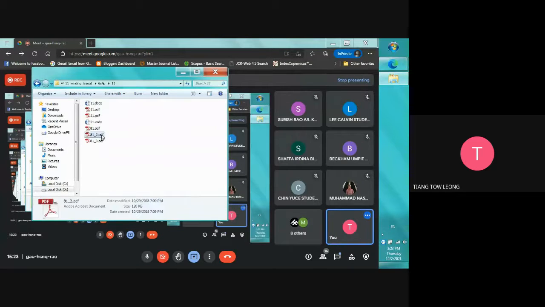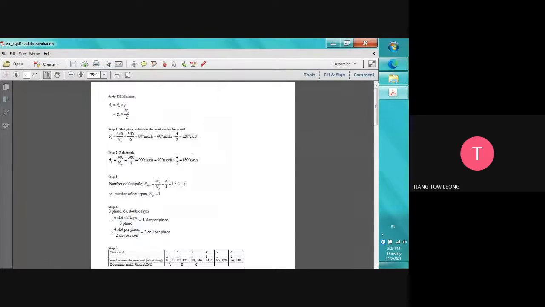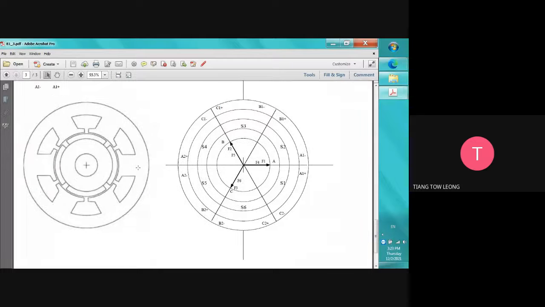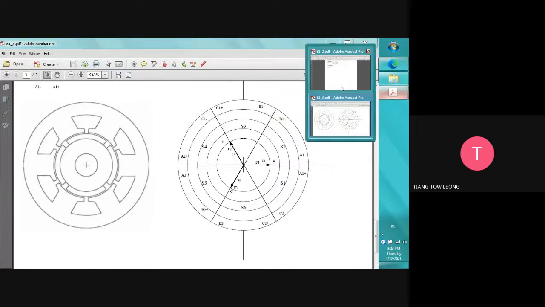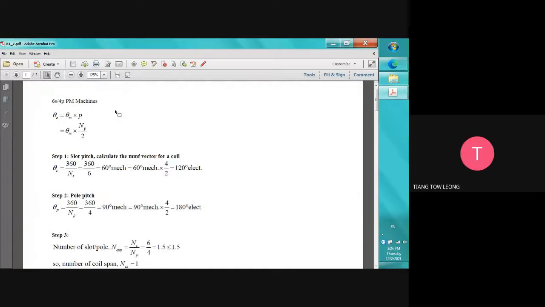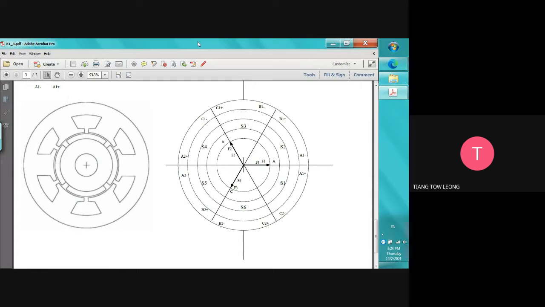Where is it? Ini pernah cerita tak? Ni sepatut tak pernah lagi kot. This one already discussed or not? 6-slot 4-pole. Sorry. Not yet. Not yet. Okay, that's good. Then we continue here. So today jump very fast.